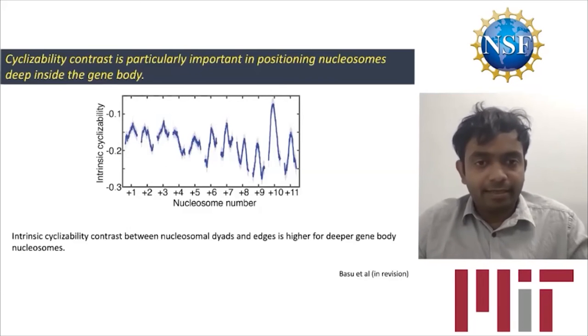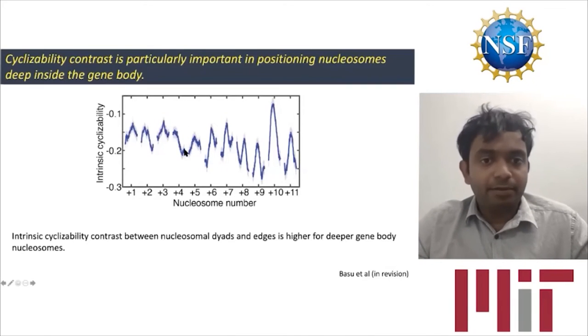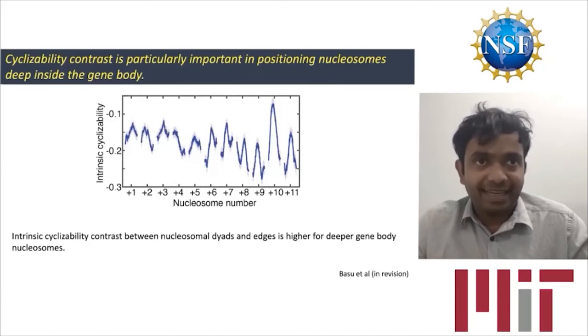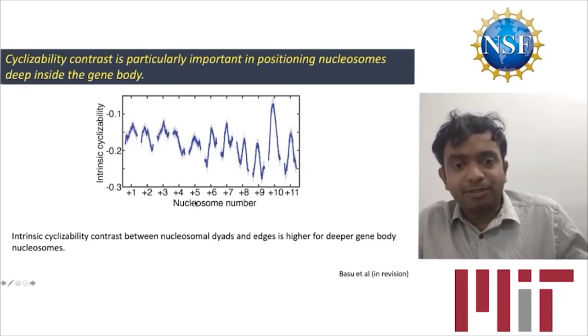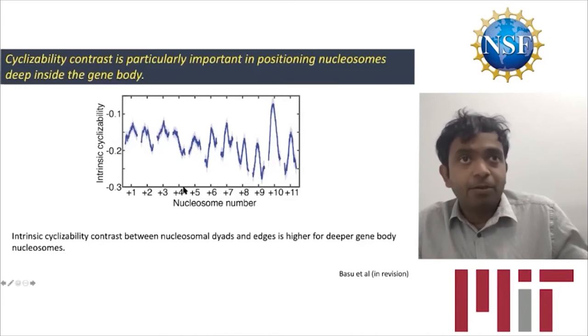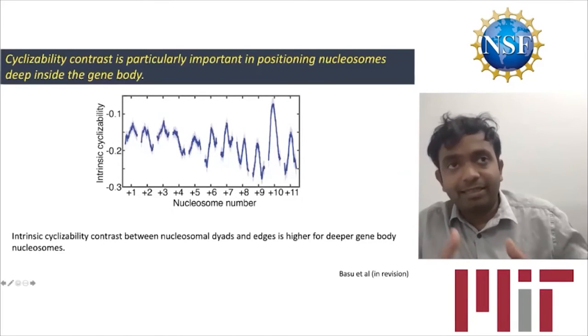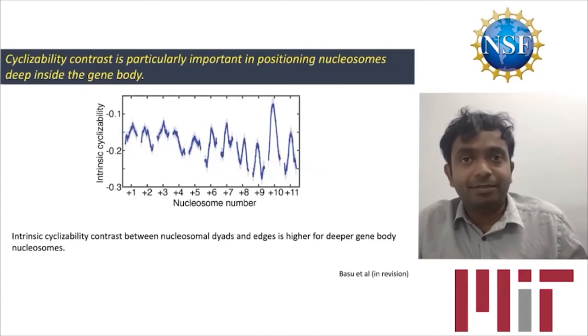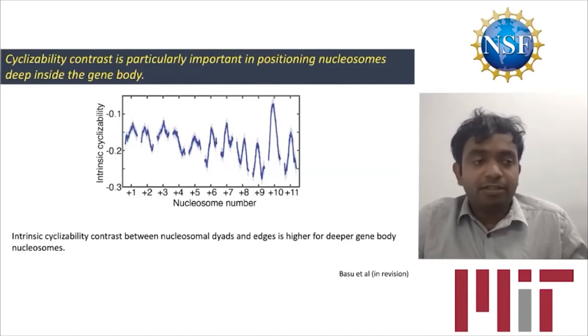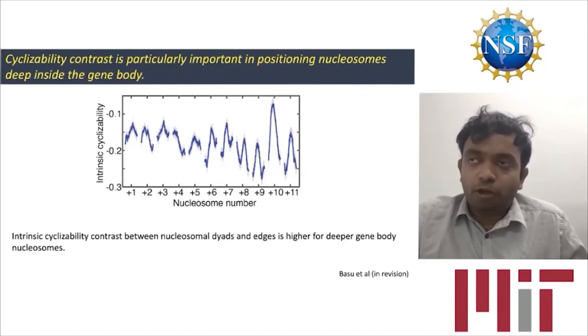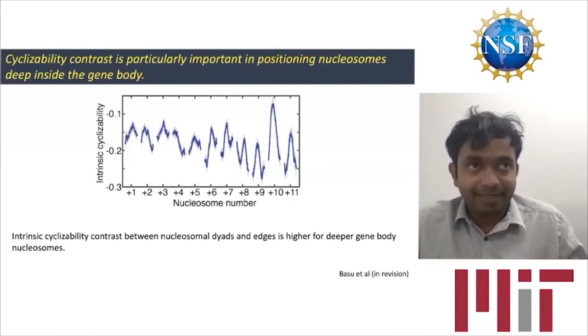Now, this is how we understand it. Presumably, these promoter proximal nucleosomes are primarily organized by the stacking action of remodelers against this 5' barrier. Now, this stacking effect has been shown to dissipate beyond the plus four nucleosomes, which is right about where our data suggests that this contrast in intrinsic cyclizability starts to become more and more prominent. And therefore, we feel that the sequence-encoded modulations in cyclizability may have taken over the job of positioning nucleosomes in regions that are deep into the gene body and therefore far from the influence of statistical positioning by the stacking of nucleosomes against the 5' barrier.